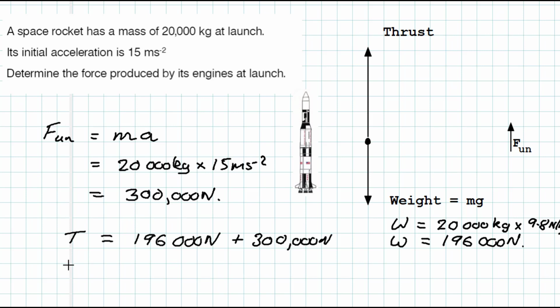So now we have the value of the size of the thrust of the rocket, 196,000 plus 300,000, and that's going to give us a value of 496,000 newtons. So the thrust of that rocket is 496,000 newtons. It is exactly 300,000 newtons bigger than the weight, and that's what causes the acceleration.